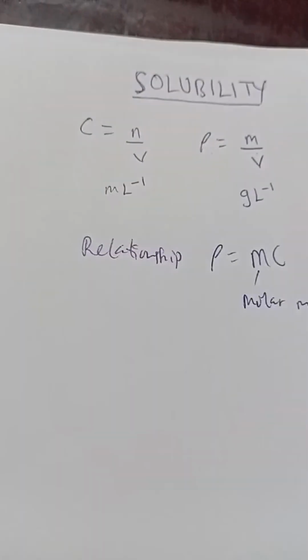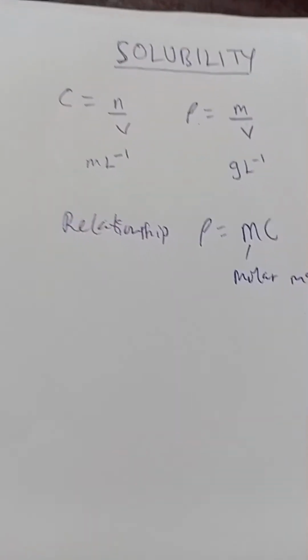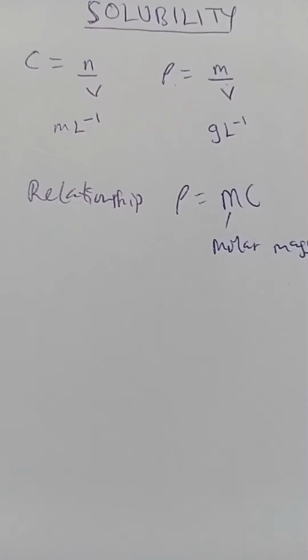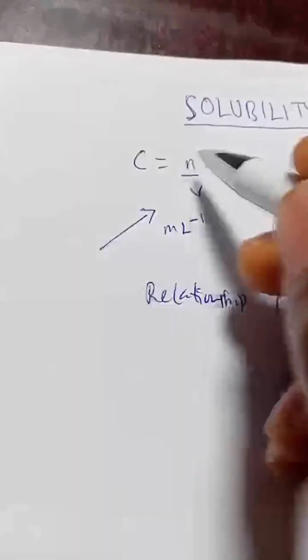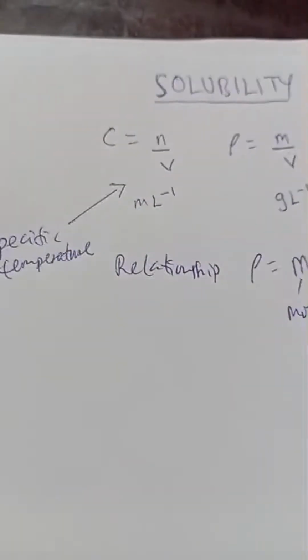So now, when you're asked to define solubility, what are you going to say? Solubility is the maximum amount of a substance that will dissolve in a given solvent at a specific temperature. We have to know that when it comes to solubility, we are finding our concentration at a specific temperature. So you need a temperature.